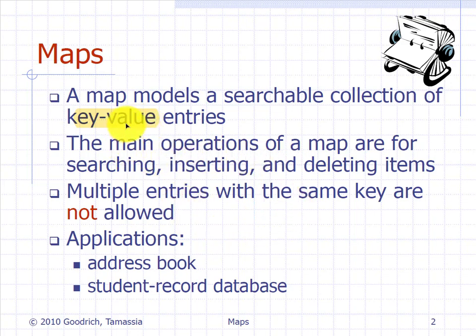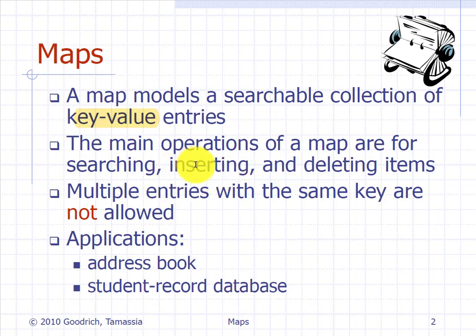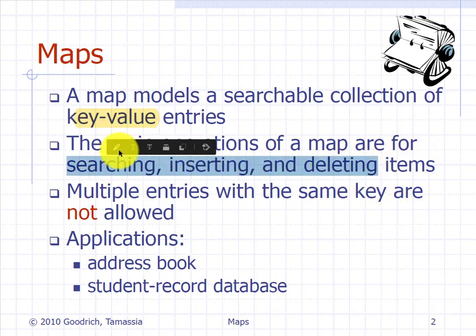The main operations of a map are for searching. We want to be able to go through the map and find things, insert things. We'd like to also delete things. So you can think of this as perhaps your friends on Facebook, your friend names on Facebook, right? You can search through them, you can insert new friends on your list of friends on Facebook, and you can delete friends on Facebook as well. So these are all the kind of operations you would expect to have. So we just have this notion of a searchable collection. We refer to that as a map.